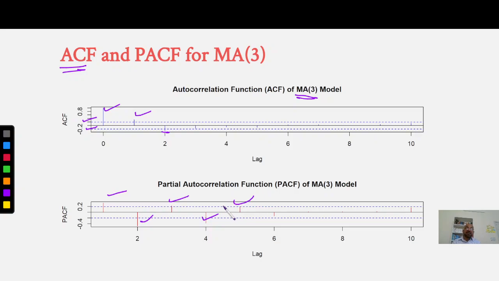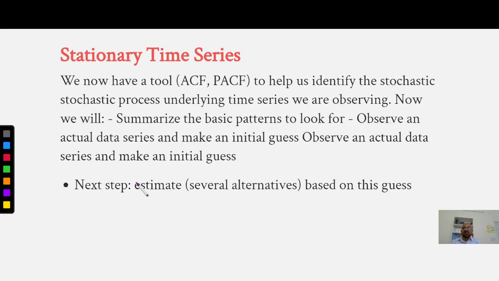This is exactly the reverse in the AR process. In the AR process, the ACF will decay geometrically and the PACF will cut off at the lag of the AR. And in moving average, it's the other way around. So I hope I have made the point.